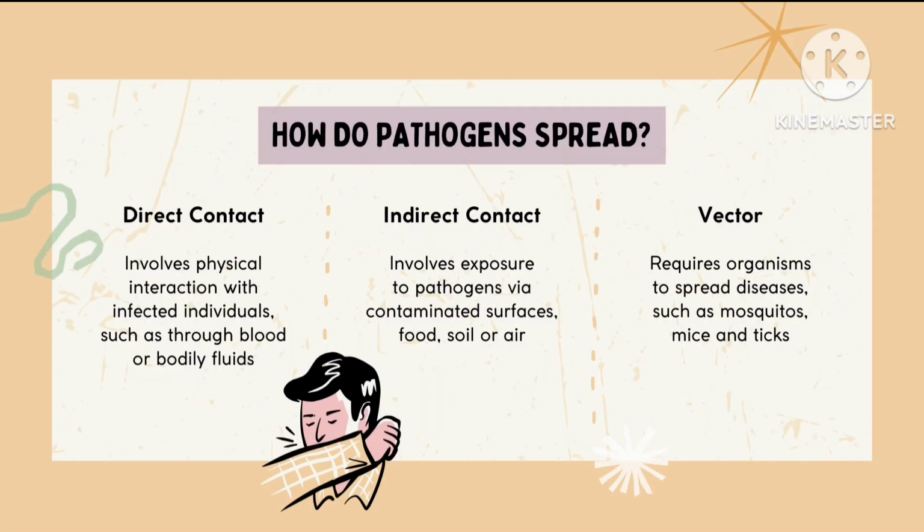How do pathogens spread? Direct contact involves physical interaction with infected individuals, such as through blood or bodily fluids. Indirect contact involves exposure to pathogens via a contaminated surface, food, soil, or air. Vector requires an organism to spread disease, such as mosquitoes, mice, and ticks.